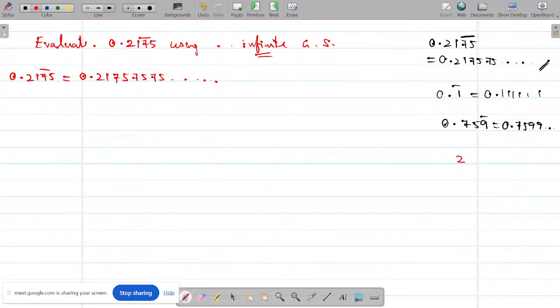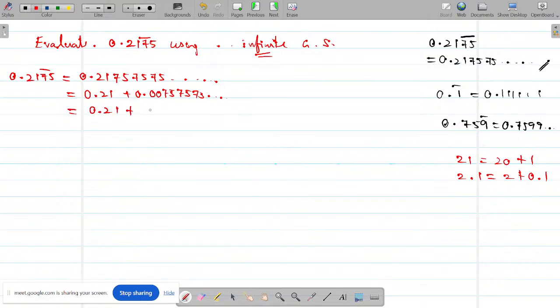Please check whether I can write 21 as 20 plus 1. No doubt. Shall I write 2.1 as 2 plus 0.1? So shall I write this one as 0.21 plus 0.00757575? Yes. Please check whether I can write the second term as 0.0075, okay, plus 0.000000757575.